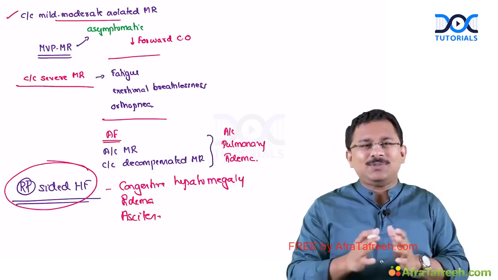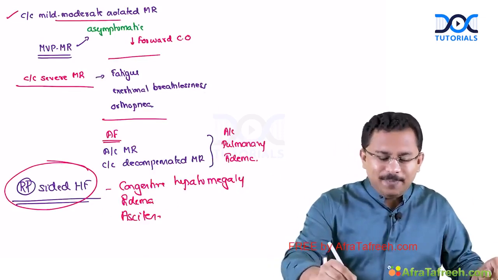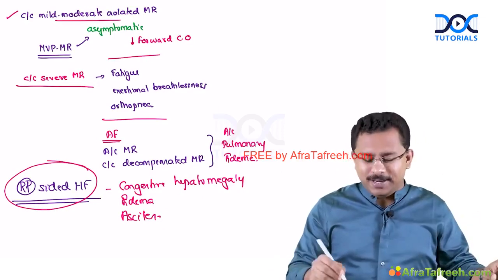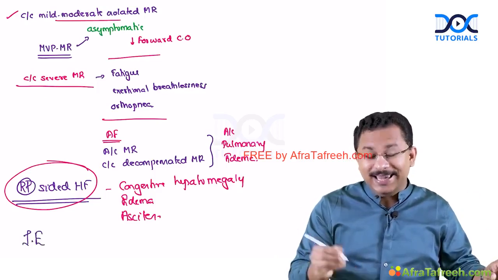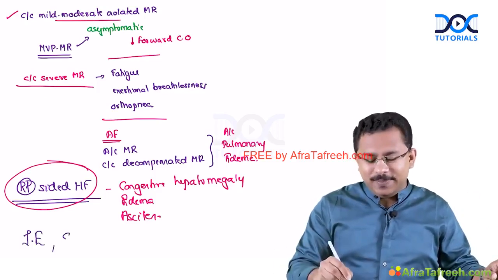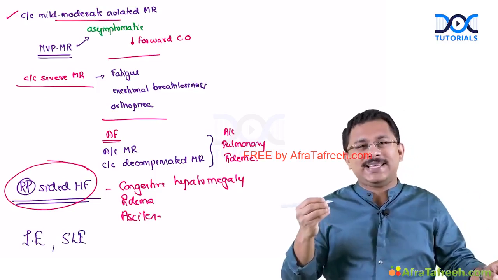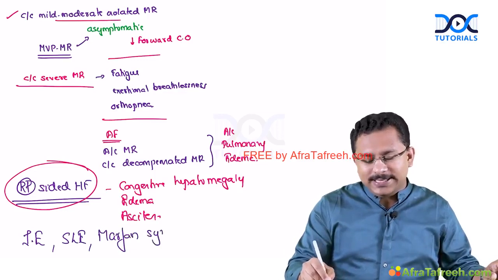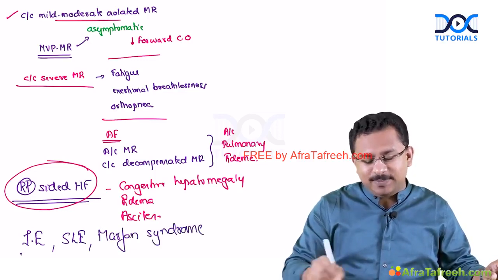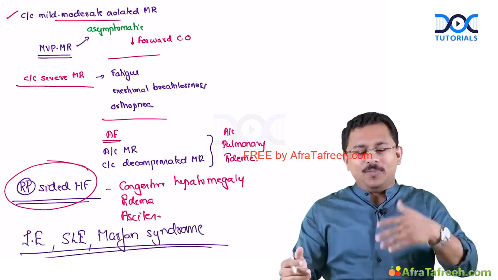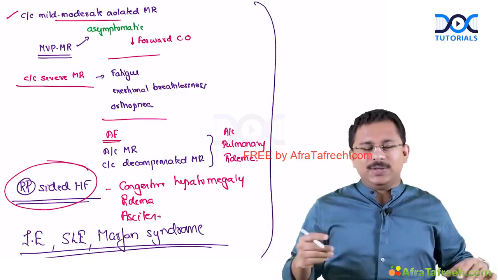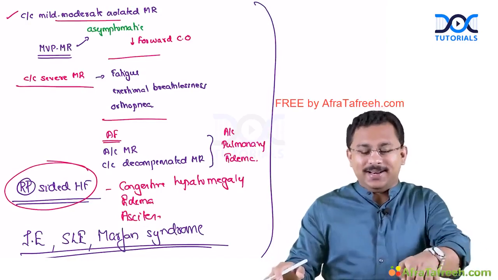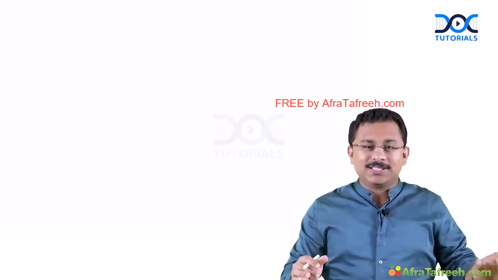In addition to the symptoms I have mentioned, the patient can also have certain symptoms related to the etiology of MR. For example, if the patient has infective endocarditis, a connective tissue disease like SLE, or Marfan syndrome, you can have specific symptoms of the disease or syndrome in addition to all the features I have already mentioned. So these are the symptoms in case of mitral regurgitation. I hope that is clear for you.